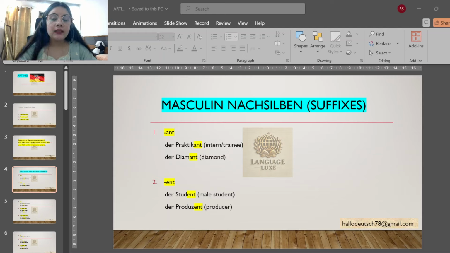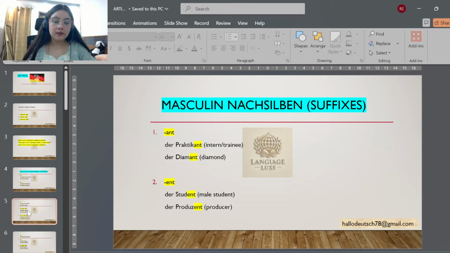If the suffix, the ending, is -ent, for example der Student. Student is a male student. Der Student means male student. Der Produzent means producer. Because ent is coming at the end, it will be masculine. So der Praktikant, der Diamant, ant masculine, ent masculine.